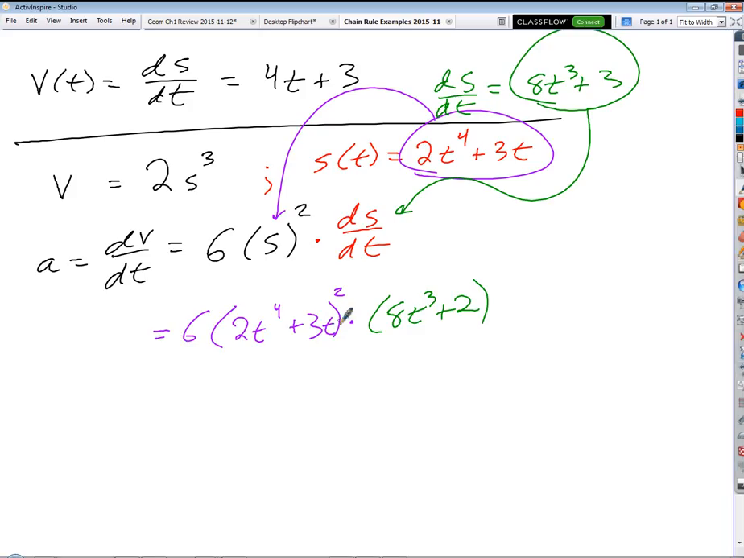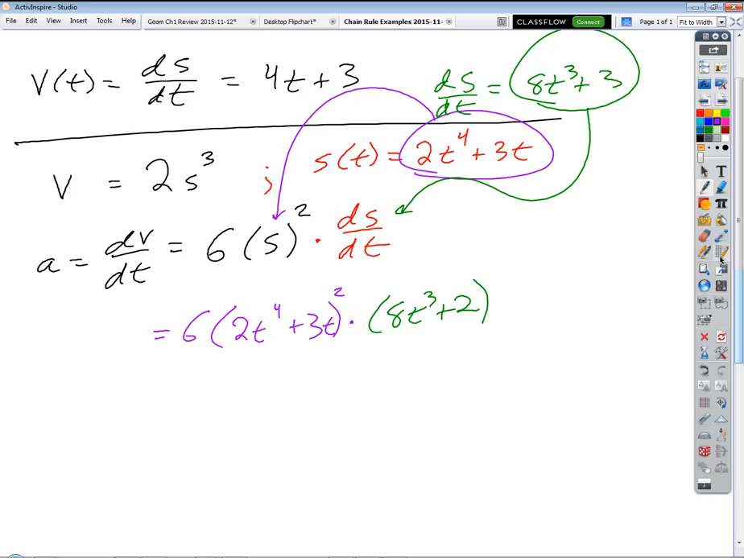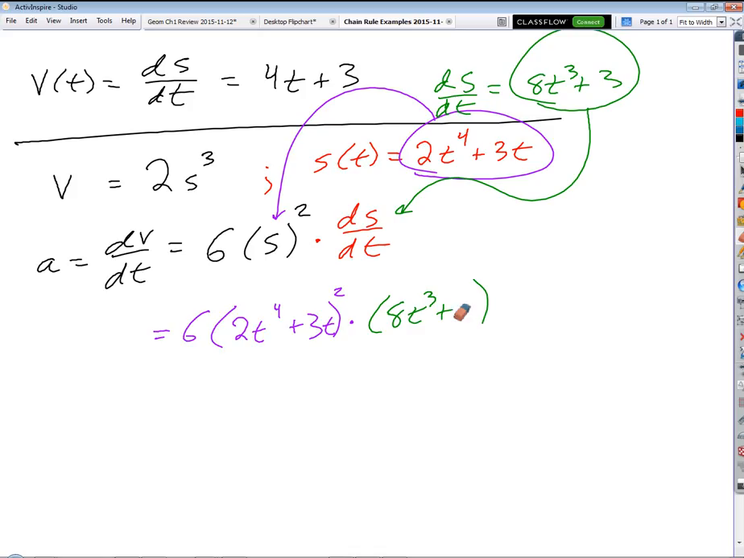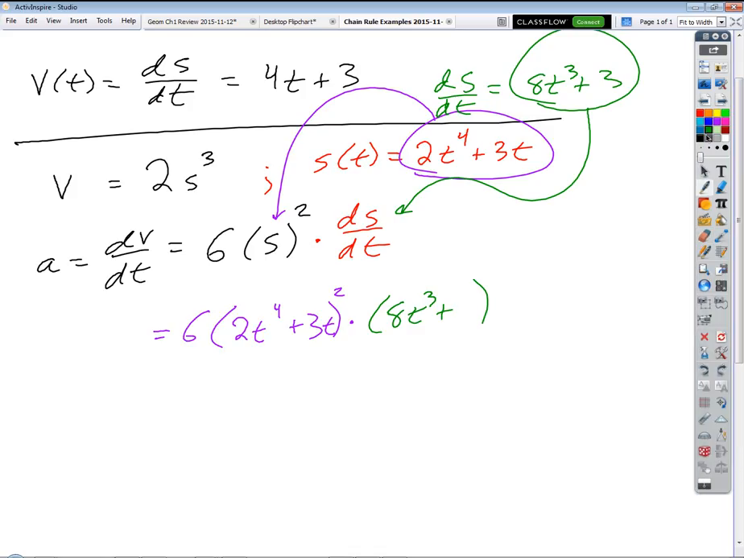8t cubed plus 2 or 3, because it's written differently. Oh, you're right. That's okay. So you're right. It's plus 3. Okay. Make sense?